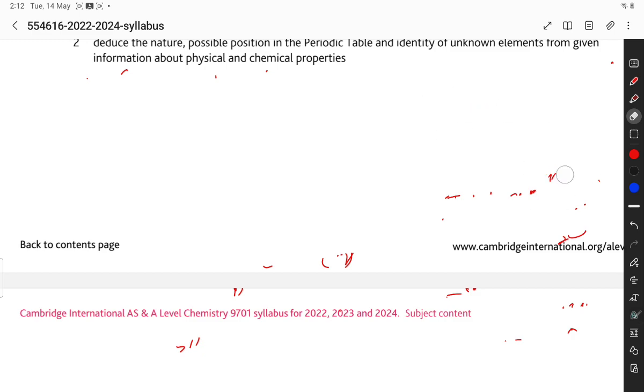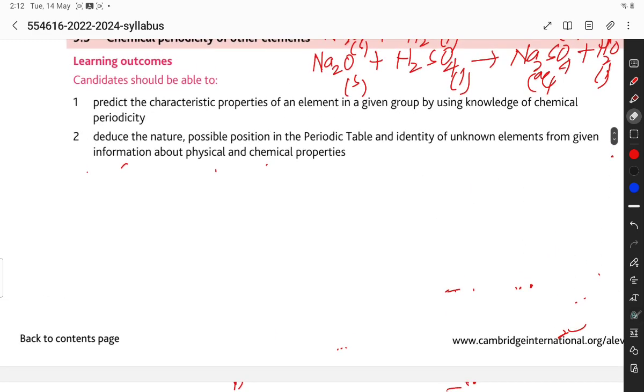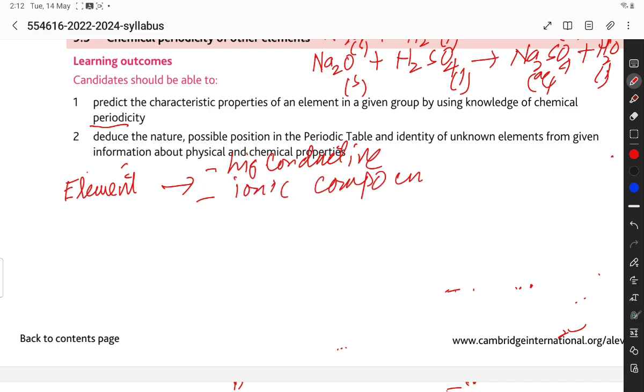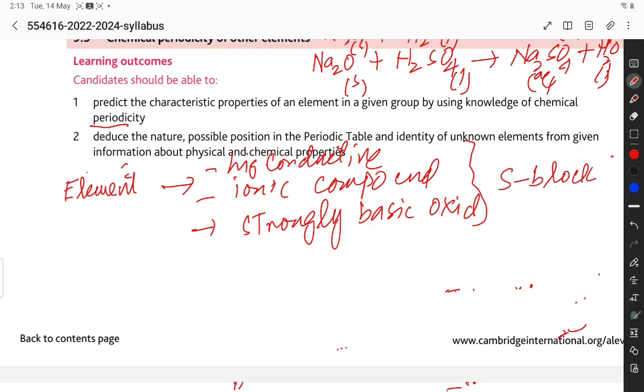The next topic is to predict the characteristic properties of an element in a given group by using knowledge of chemical periodicity. You know that if an element has high conductivity, forms ionic compounds, and its oxide is strongly basic, it is likely to be an s block element. S block elements are like sodium, magnesium and calcium.